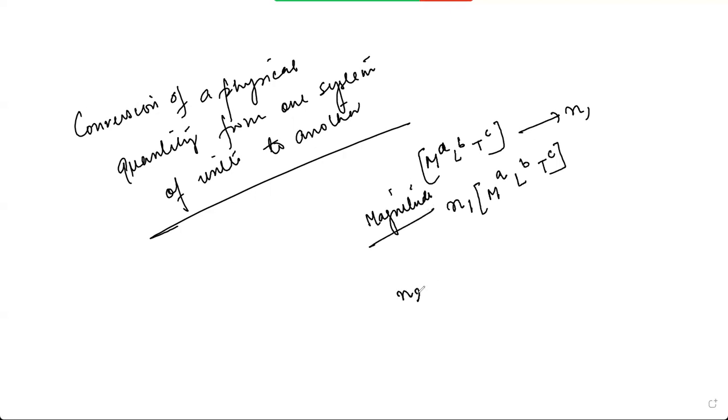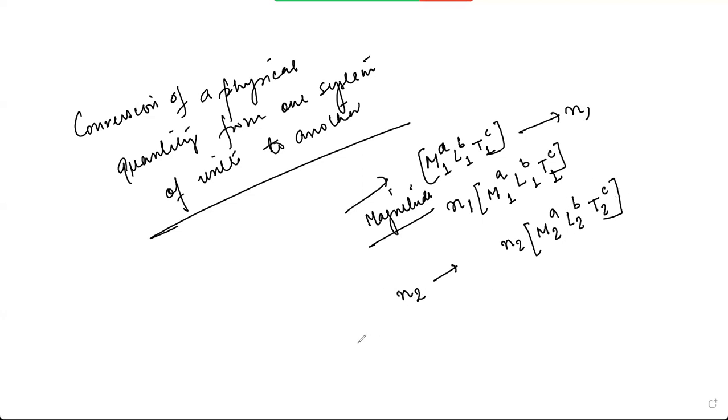Next, let n2 be the numerical value in another system of fundamental units. The magnitude of this physical quantity will be given as n2 times M2 to the power a, L2 to the power b, and T2 to the power c. For the first system, we have M1 to the power a, L1 to the power b, T1 to the power c, and in the second system, M2 to the power a, L2 to the power b, T2 to the power c.